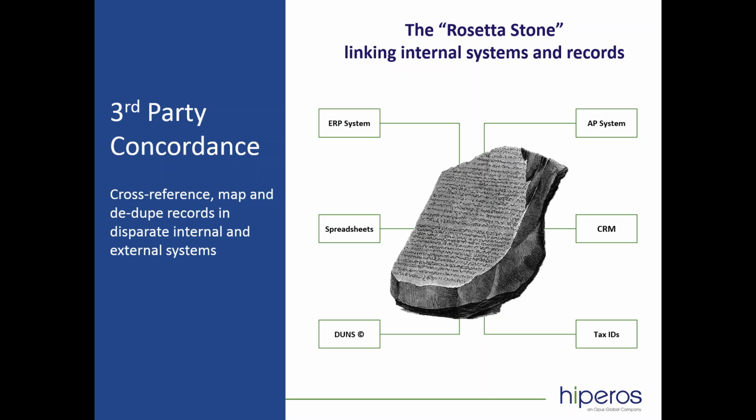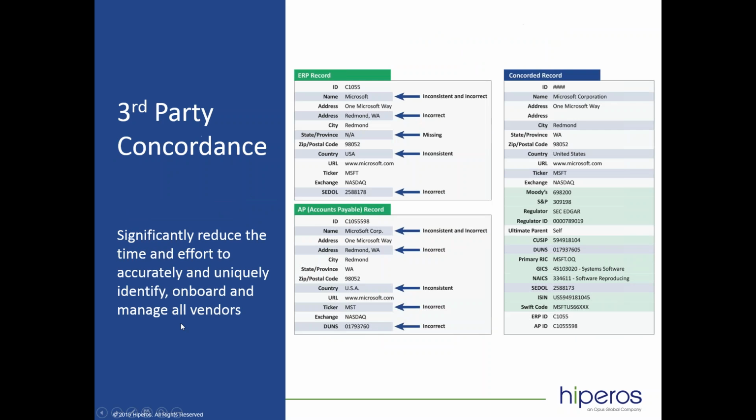So on the next slide, you'll see an example of a couple of records coming from two internal systems. So perhaps you have an ERP record and an AP record. What Concordance allows us to do is to manage and maintain a clean, complete, and comprehensive database of all your vendors, suppliers, and contractors, all of your third parties. So we can resolve and eliminate duplicates. We can understand that the same entity is in different databases, even though the name is slightly different. We can fix incorrect information. We can clean up inconsistencies.